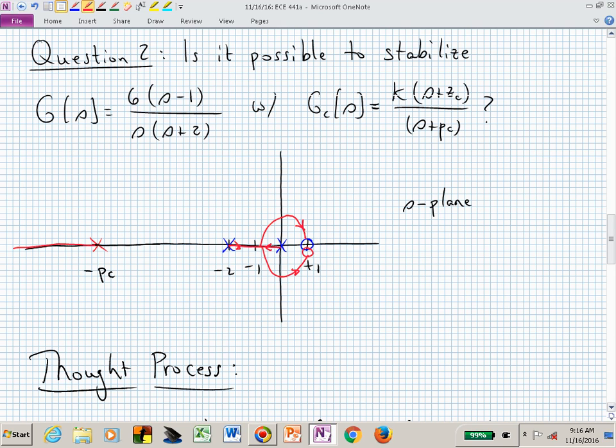For an infinite gain k, they will be in the right half plane, which means what? Can you stabilize this system with this pole zero pattern that we've produced?